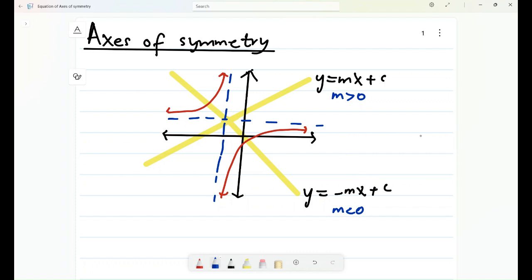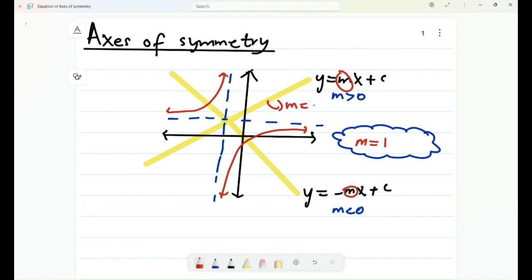But now, m, take note of this. M is always equal to 1. The magnitude of m, the m here, is always 1. It means the gradient for this one is 1. But the gradient for this one, which since it is negative, is how much? Negative 1. These are the gradients. It's either 1 or negative 1.